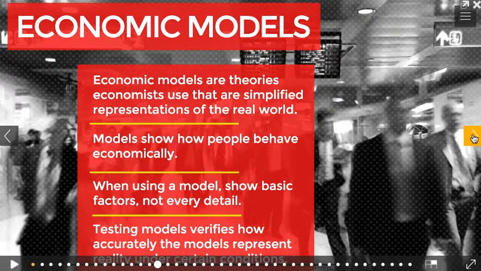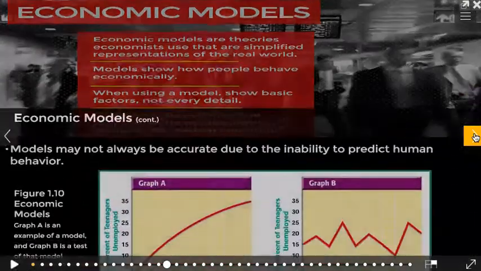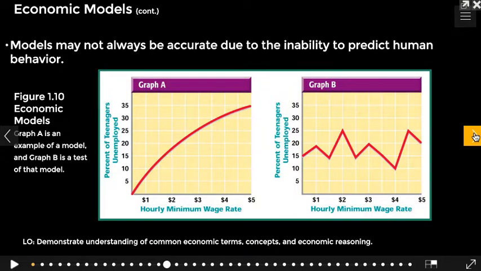Economic models are theories economists use that are simplified representations of the real world. Models show how people behave economically. When using a model, show basic factors, not every detail. Testing models verifies how accurately the models represent the reality under certain conditions. Models may not always be accurate due to the inability to predict human behavior.